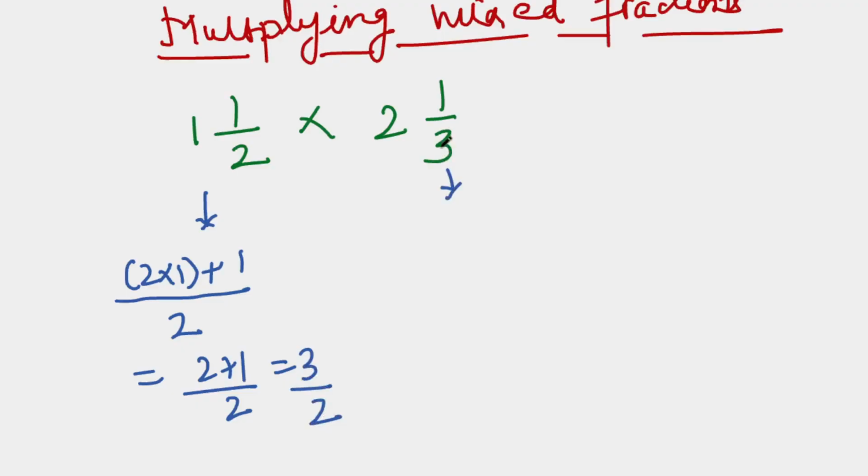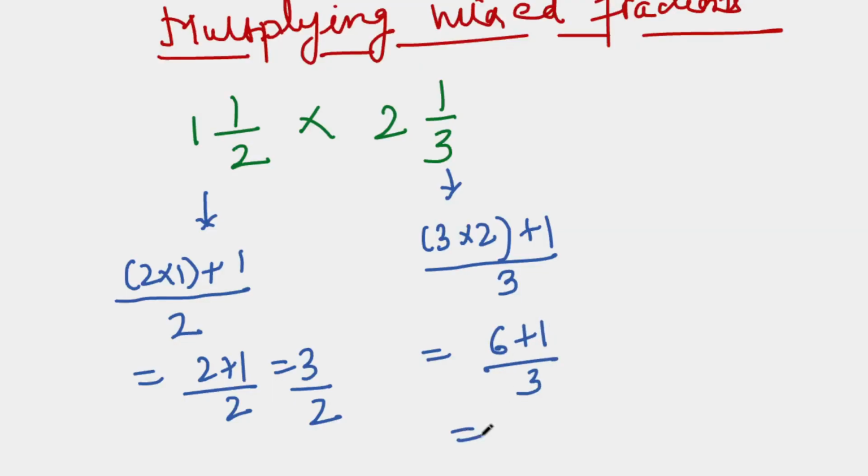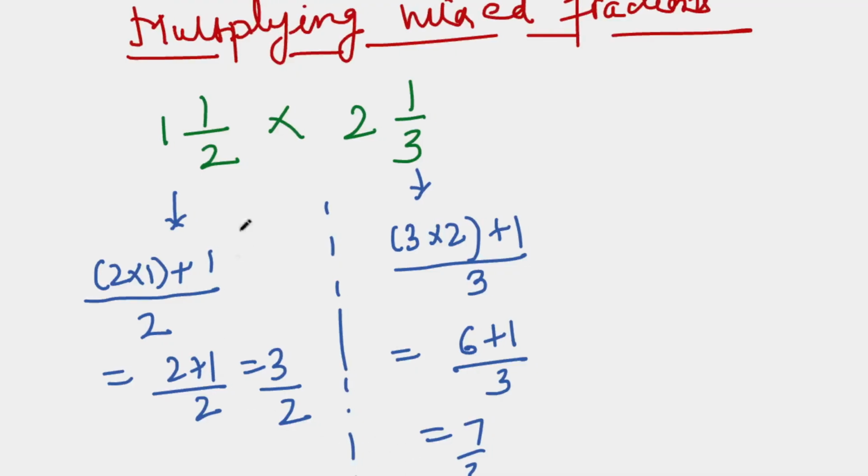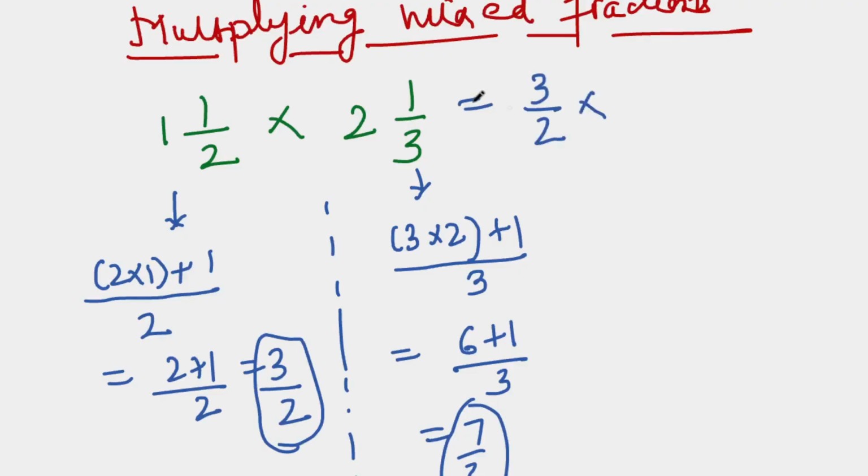Alright, now this one. 3 multiplied by 2, then adding the numerator, which is 1 here, denominator remains the same. So it becomes 6 plus 1 by 3, it becomes 7 by 3, right? Clear? Now, in place of these mixed fractions, we will write these improper fractions so that it's easier for us to multiply. So 1 1 by 2 becomes 3 by 2, and 2 1 by 3 becomes 7 by 3.